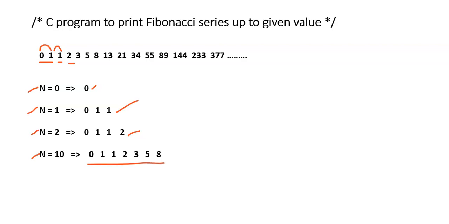Why? Because what is the next value? 5 plus 8, 13. But it is beyond the limit of 10. That's why it is not printed. So in this fashion, we print all the Fibonacci series up to the given value.